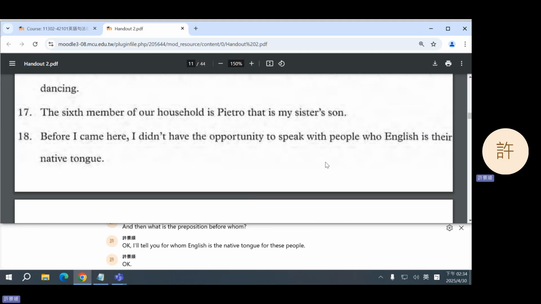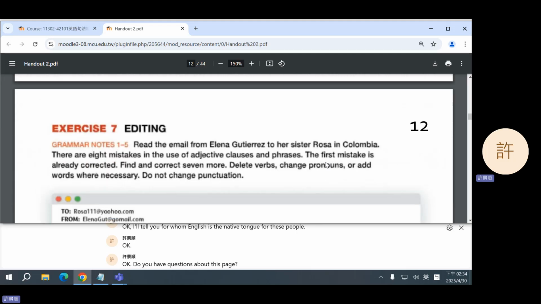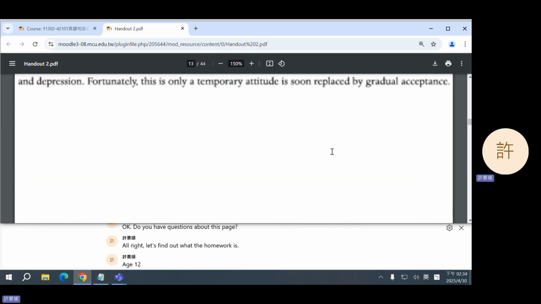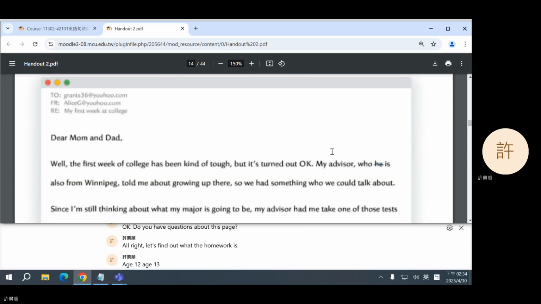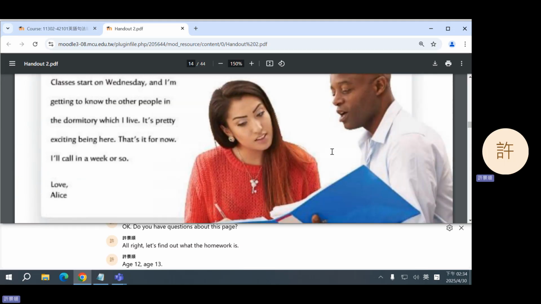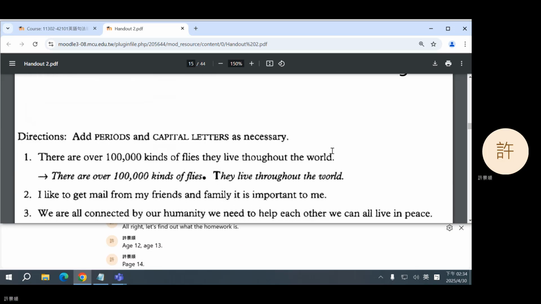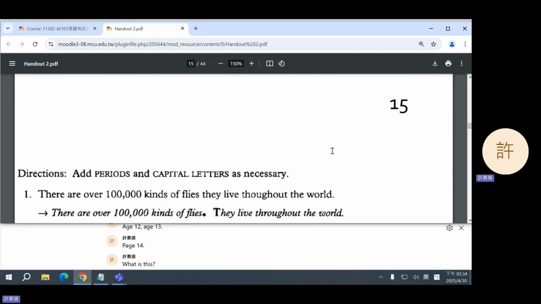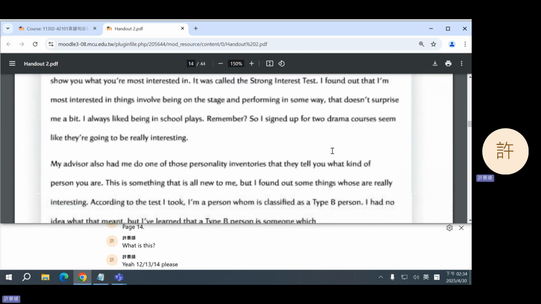Okay, do you have questions about this page? All right, let's find out what the homework is. Page 12, page 13, page 14. What is this? Yeah, 12, 13, 14. Please finish up to the end of page 14.